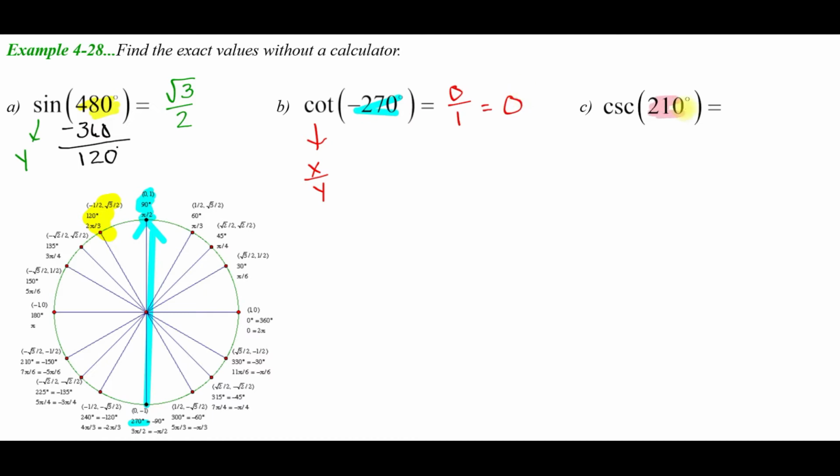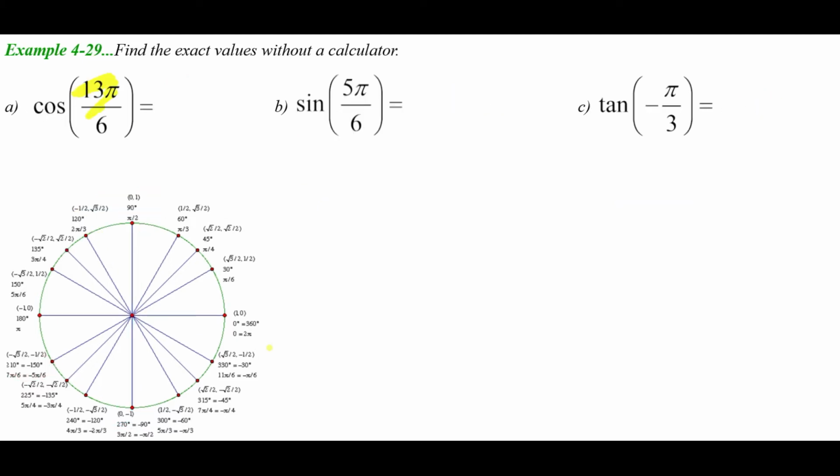Next, we have 210. 210 is on my circle, so that's just right here. We're doing cosecant, which is the reciprocal of sine, so this is 1 over y. Here my y-coordinate is negative 1/2, so I'm just going to flip that, so that's just going to be negative 2.